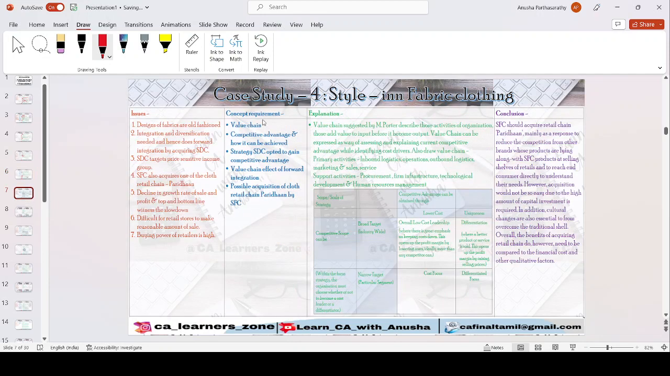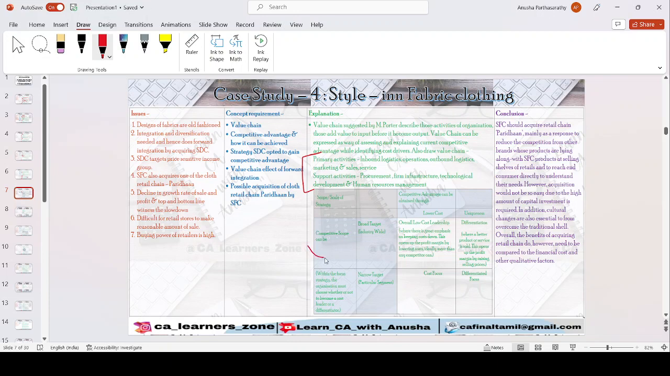Then the next case study, number 4. Here we are going to discuss the value chain. Value chain is nothing but identifying the non-value adding and value adding activities, removing the non-value adding activities and re-engineering the value adding activities. What are the activities? Primary and support activities. Primary activities include inbound logistics, operations, outbound logistics, marketing and sales, and service. Support activities include procurement, firm infrastructure, technological development, and human resource management.